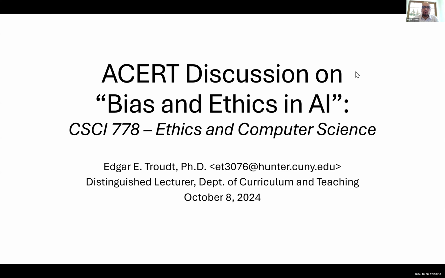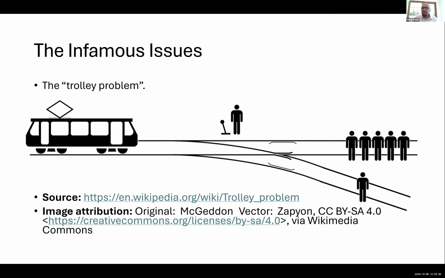I teach a graduate course here at Hunter College, and it's a graduate course for teachers who want to get certified to become K through 12 computer science teachers. It's CSCI 778, Ethics in Computer Science. I'm going to talk a little bit about teaching about ethics and algorithms, and then focus back in specifically on AI at the end.